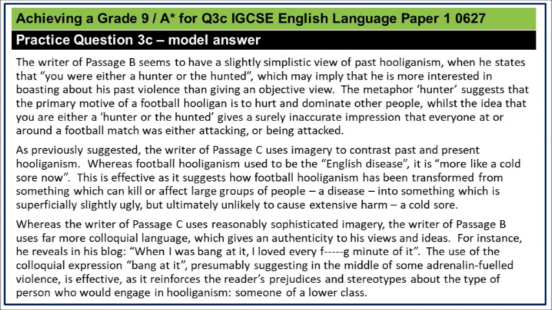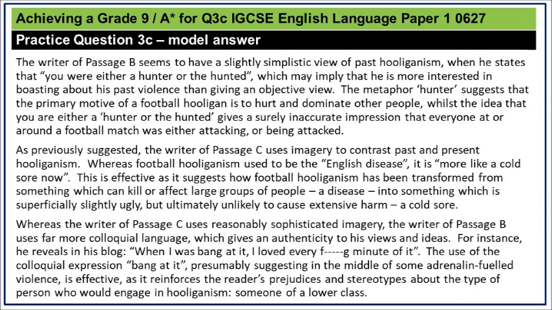The writer of Passage B seems to have a slightly simplistic view of past hooliganism when he states that you are either a hunter or the hunted, which may imply that he is more interested in boasting about his past violence than giving an objective view. The metaphor hunter suggests that the primary motive of a football hooligan is to hurt and dominate other people, whilst the idea that you are either a hunter or the hunted gives a surely inaccurate impression that everyone at or around a football match was either attacking or being attacked.